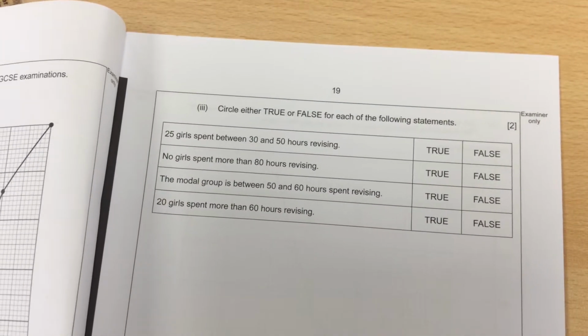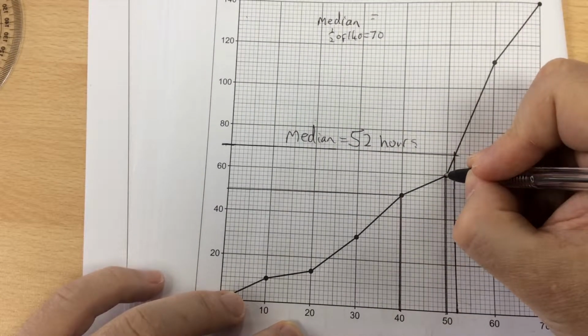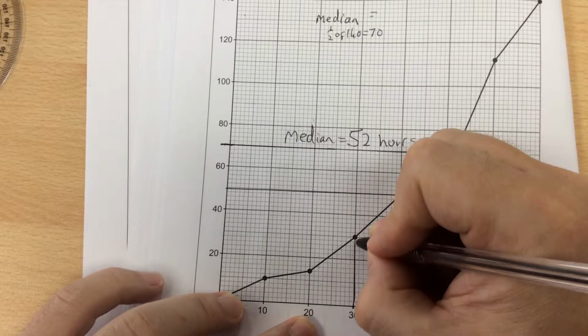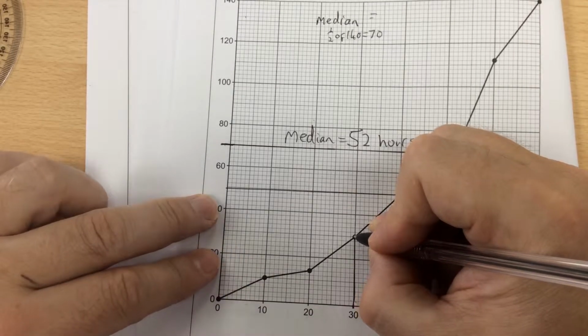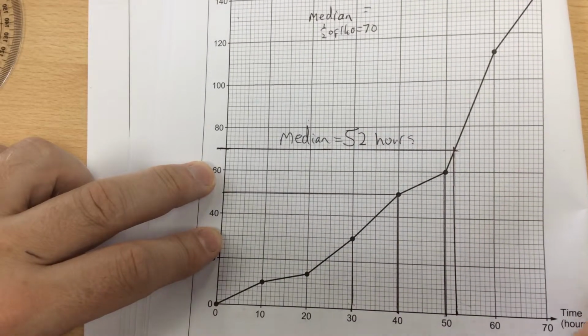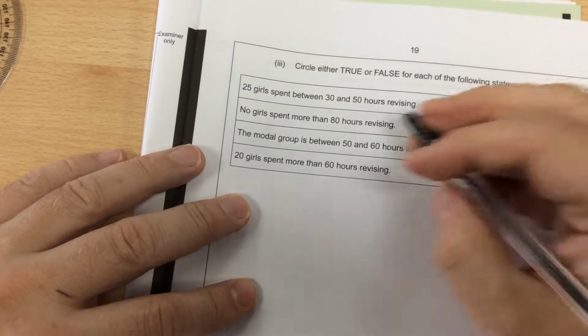25 girls spent between 30 and 50 hours revising. So we've already said 50 hours revising is 60. 30 hours revising is right in the middle of 20 and 40, so it's 30. So that means it's going to be false because 60 take away 30 is 30. So it's 30, not 25.